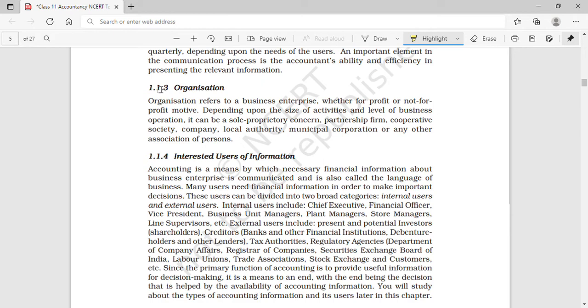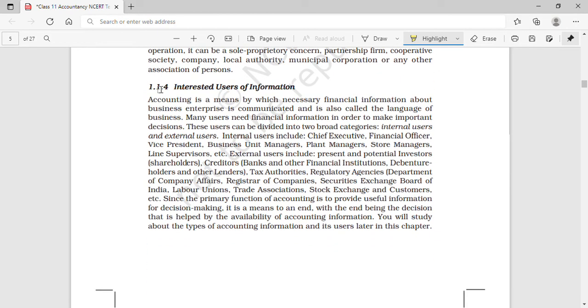An organization is just a company. Next, the interested users of information. As I informed earlier, we have two interested users, which are your internal users and your external users.